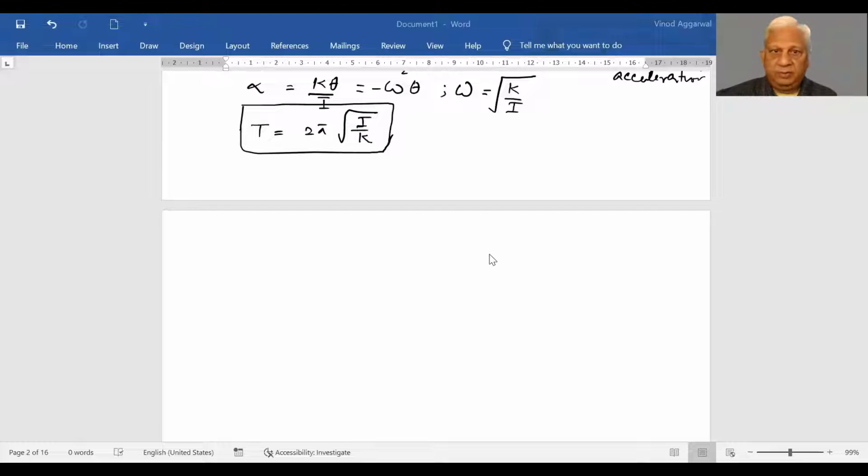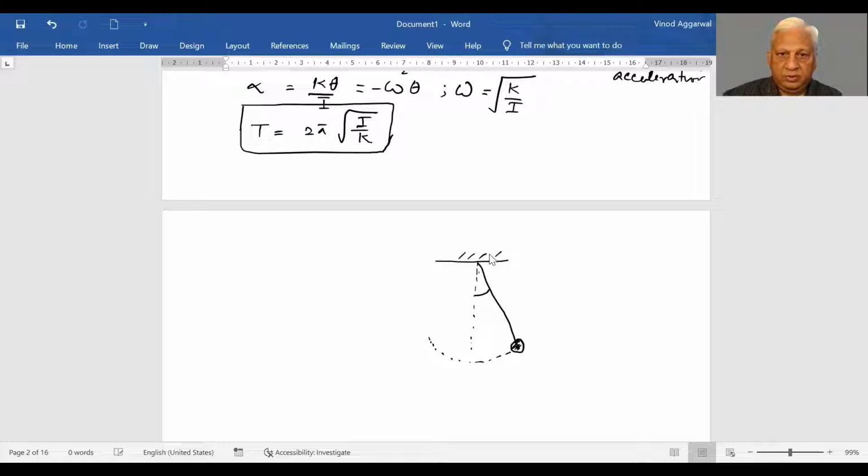Now let's talk about a simple pendulum. We all know what a simple pendulum is. We have a bob, which when we pull it to one side and release it, goes in a circular path like this.